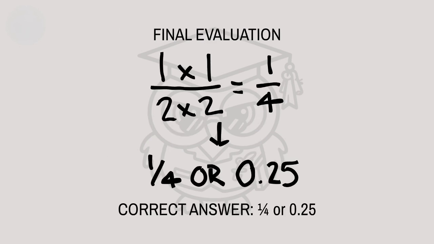Multiplying the numerators, 1 times 1 gives us 1. Multiplying the denominators, 2 times 2 gives us 4. So our final answer is 1/4 or 0.25.